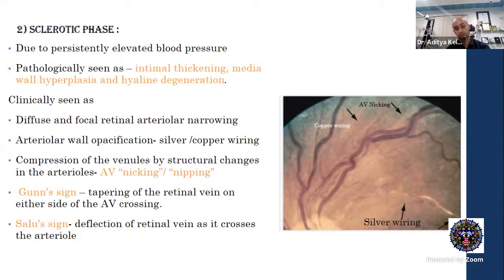Also, you can see what is commonly known as the Gunn sign, where the tapering of the retinal vessels is seen on either side of the AV crossing. Or you may also see a slight deflection, and it is called Salus's sign.